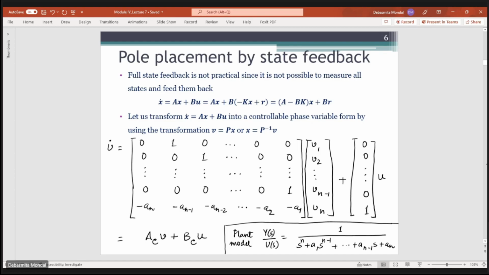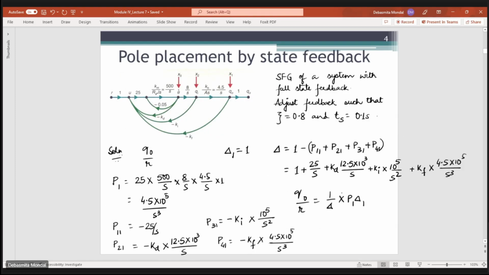So in general, this is the expression for the state equation for the feedback system, which we had seen just earlier. x dot equals (A minus BK) into x plus Br. Okay, so this is the expression.